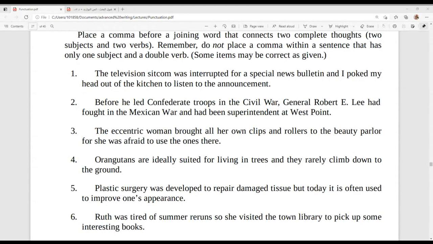Plastic surgery was developed to repair damaged tissue, but today it is often used to improve one's appearance. Yeah, comma before but. Ruth was tired of summer routines, so she visited the town library to pick up some interesting books. We need a comma before so, right?